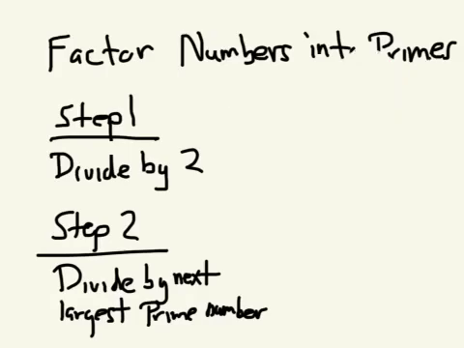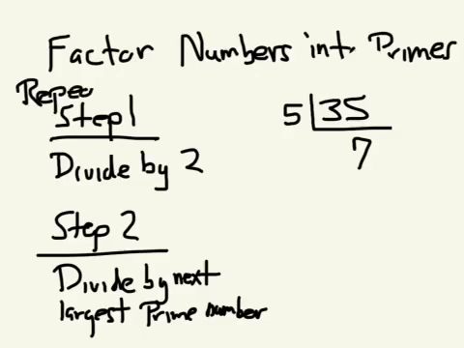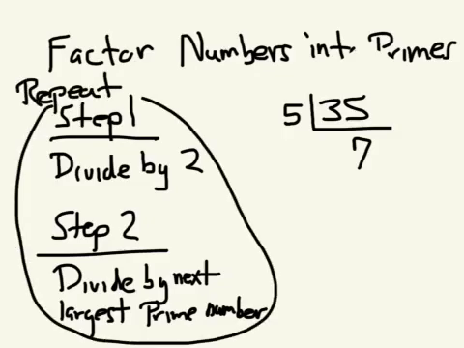Now, one thing we're going to do is list the factors as such. We would draw a little half rectangle, and we divide it by 5. We got 7. We're going to repeat this process on the 7. So we would divide by 2. We would find that 2 doesn't work because the remainder is equal to 1. We would divide by 3. We would find that 3 doesn't work because the remainder equals 1.